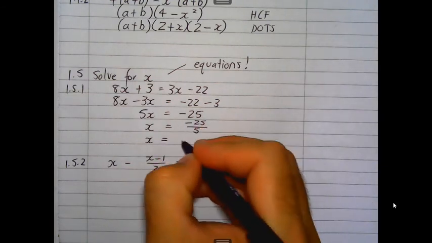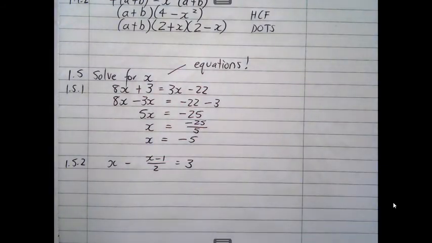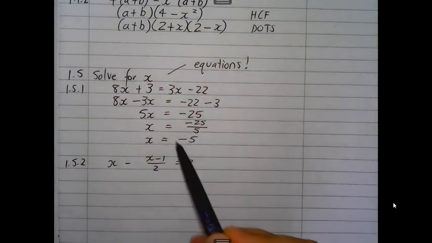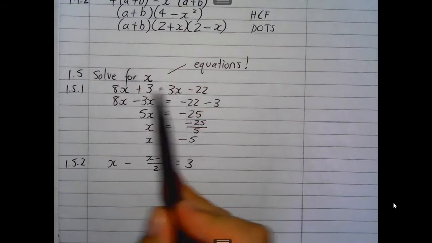Negative times a positive is a negative. And 25 divided by 5 is 5. And there is our final answer. Remember, a way to check our answer is I could have taken that negative 5 and substituted it back into wherever I saw an x.